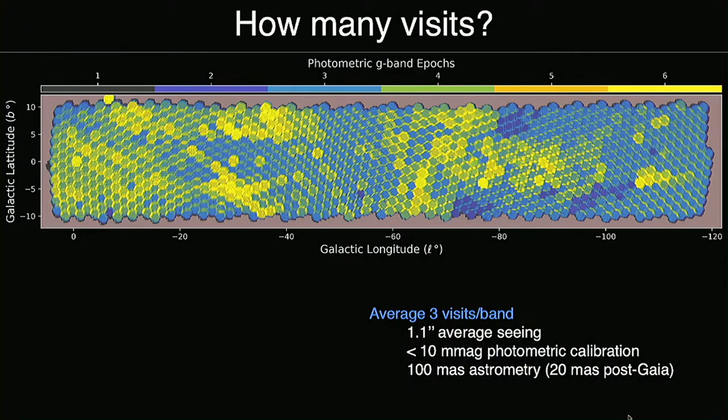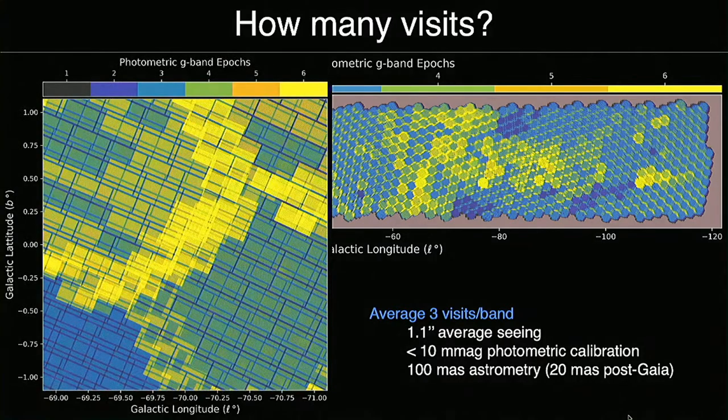In DCAPS, we target, on average, 3 visits per band across the survey footprint. We have about 1.1 arcsecond average seeing, better than 10 millimag relative photometric calibration throughout the survey footprint, and reasonable ground-based astrometry. Here I'm showing you the actual number of achieved photometric g-band epochs across our survey footprint. And we actually make all these sorts of maps at extraordinarily high resolution, so you can see the inter-CCD gaps, which is important for modeling the selection function of the survey.